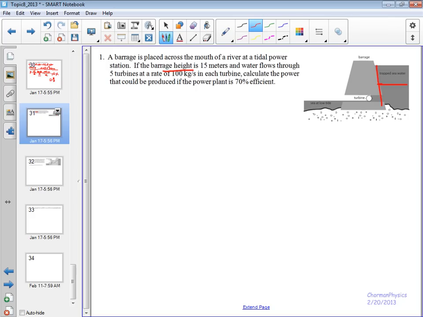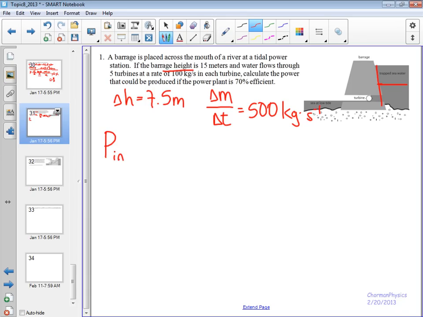So what you do here, given the barrage height, I like to take half the height and say this is the average height, assuming this is perfectly straight here. So the height that you're actually going to use, the delta H, will be the average height. It's going to be 7.5 meters. The total flow rate, in this case, is 500 kilograms per second because we have 5 turbines each taking in 100 kilograms a second. So the power input coming from the water is just going to be that flow rate of water times g times delta H, and we solve for this.